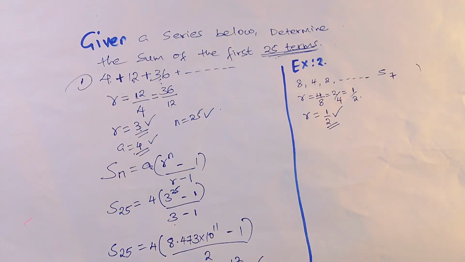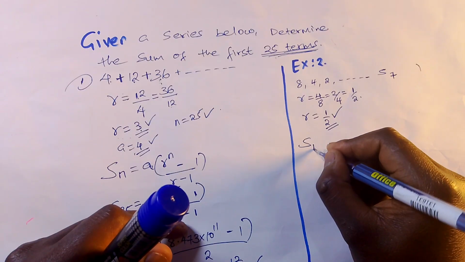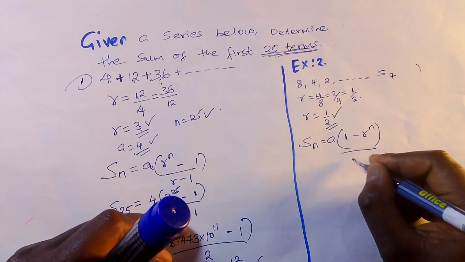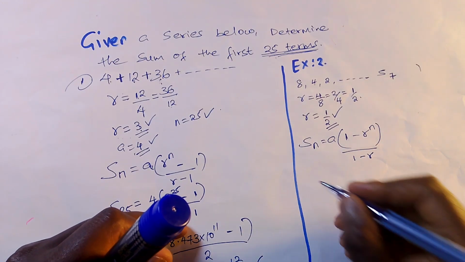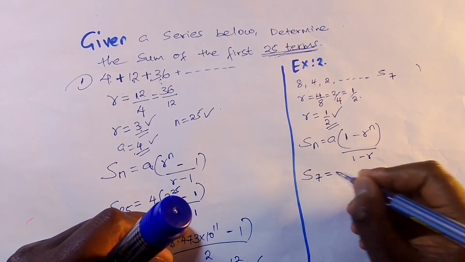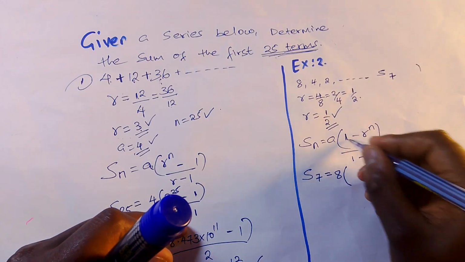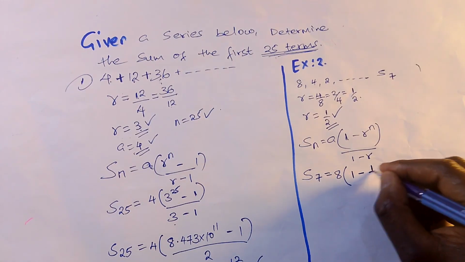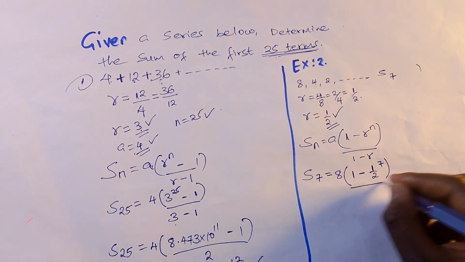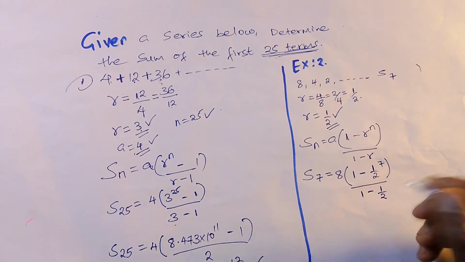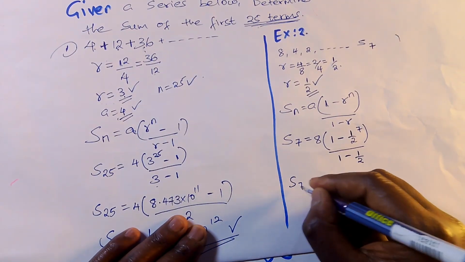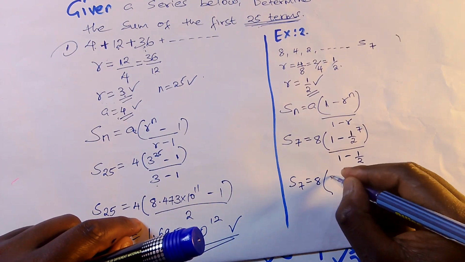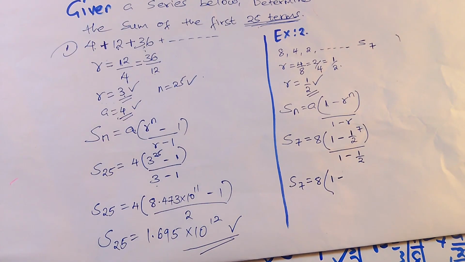So in this case, the sum of n will be equal to A into brackets 1 minus R to power n over 1 minus R. And the sum of 7 is equal to A, which is 8, into brackets 1 minus R. Our R is 1/2, so it will be 1/2 to power 7 over 1 minus 1/2. That is it. So the sum of the first 7 terms will be 8 into brackets 1 minus 1/2 to power 7.